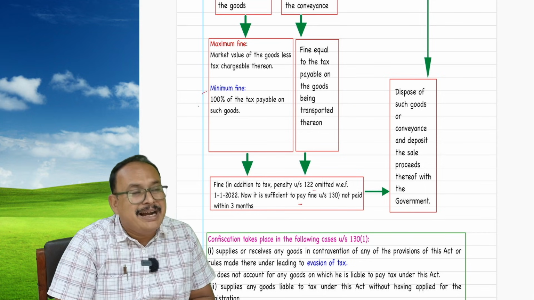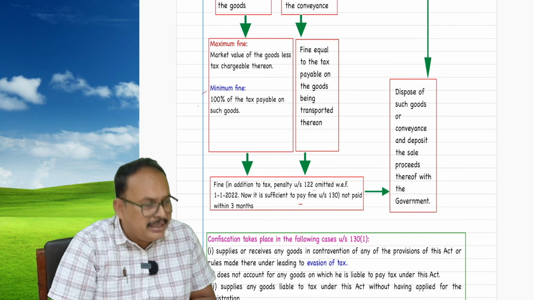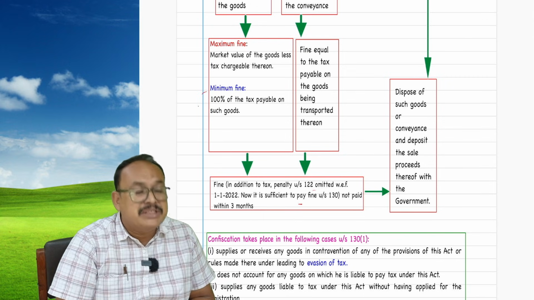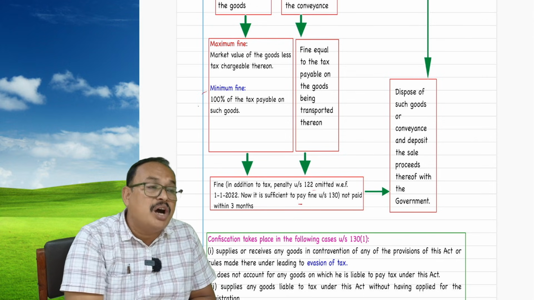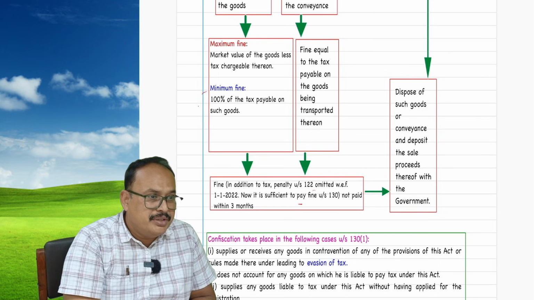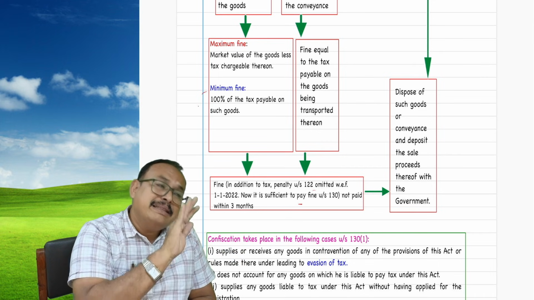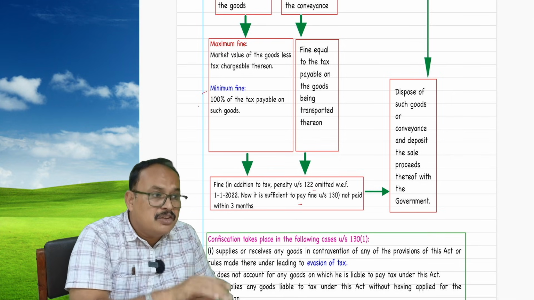What is the fine under section 130? Section 130, fine in lieu of confiscation on the owner of the conveyance. 100% of the tax amount is the fine, the maximum fine. Now, this fine should be paid within 3 months from the passing of the order.